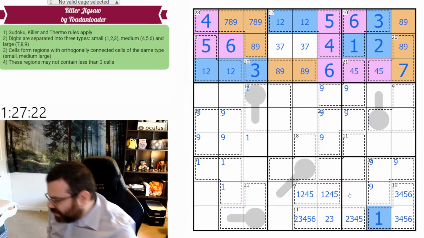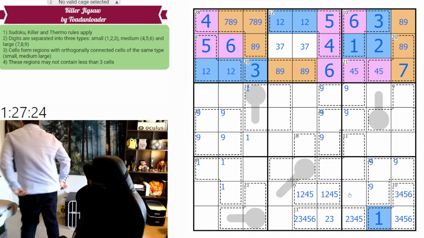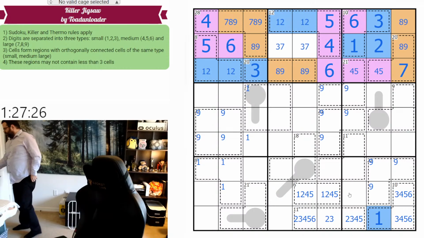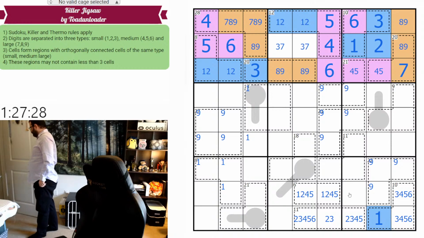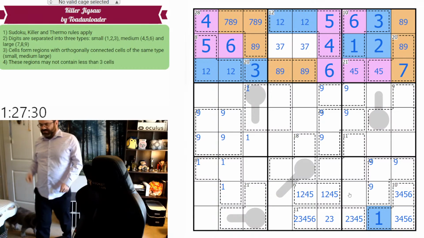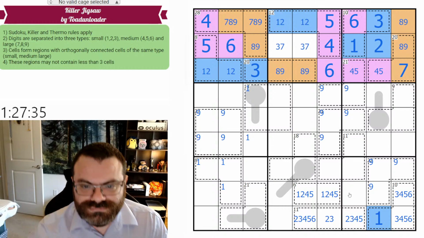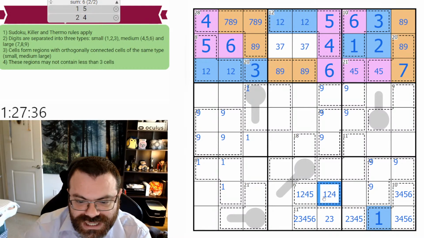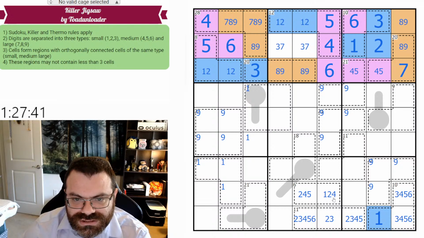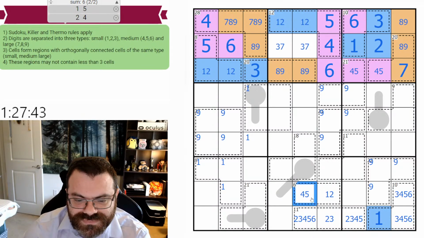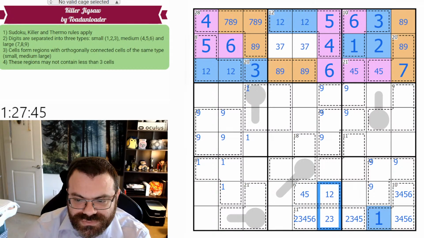I think I can open my door now. Oh, this can't be 5, so that can't be 1. Whoops. Oh, this can't be 4, so that can't be 2. So these are both low.